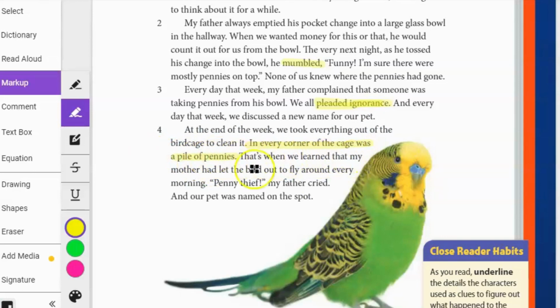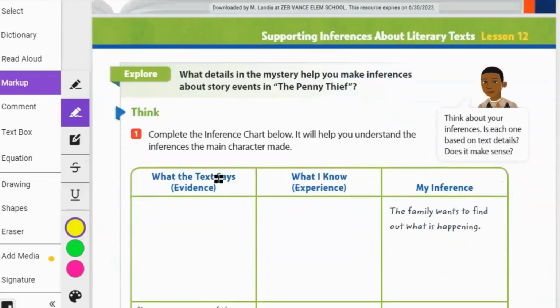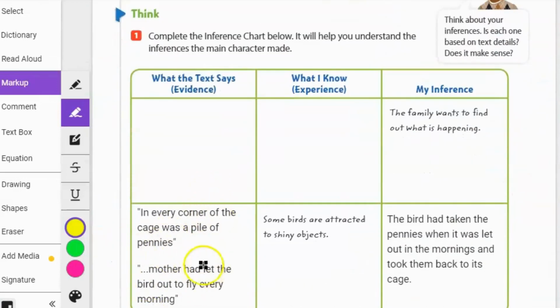Then we learned that my mother had let the bird out to fly around every morning. That would also be another clue, because there were pennies in the cage, and we learned that Mother had let the bird out to fly every morning. So we would go ahead and write in our evidence right here. So based on this, using the formula that we discussed previously: text clues plus background knowledge equals inference.